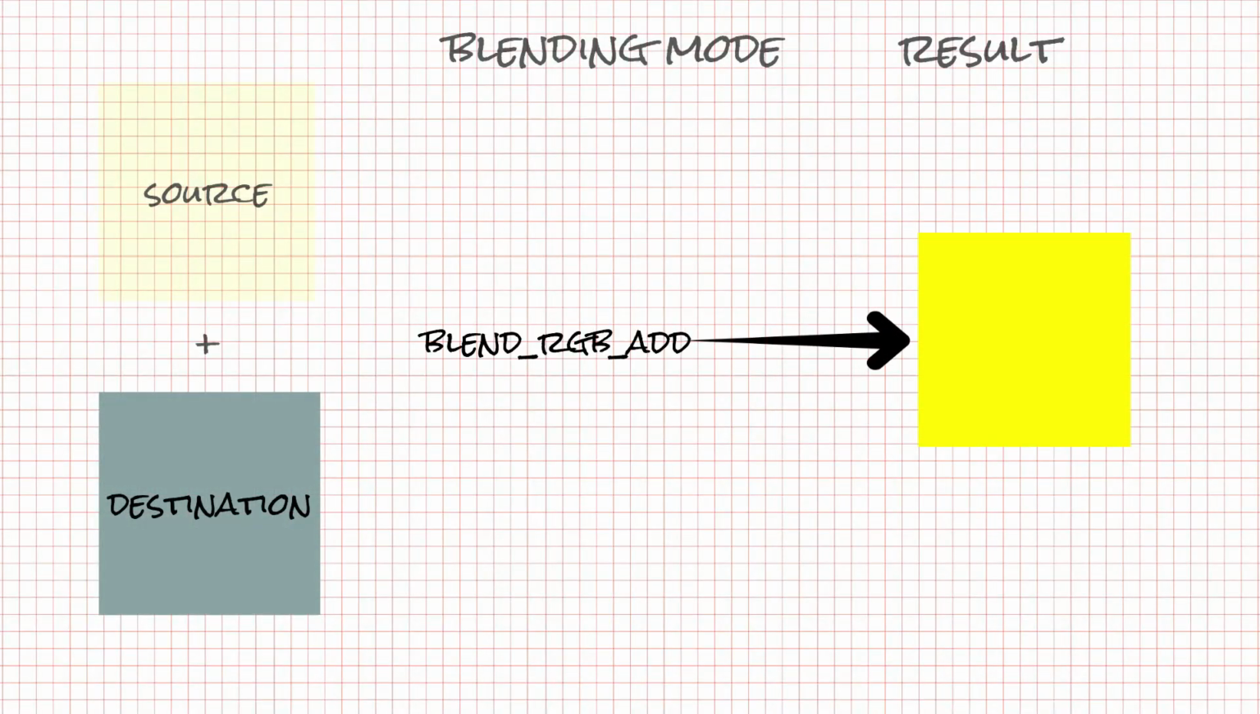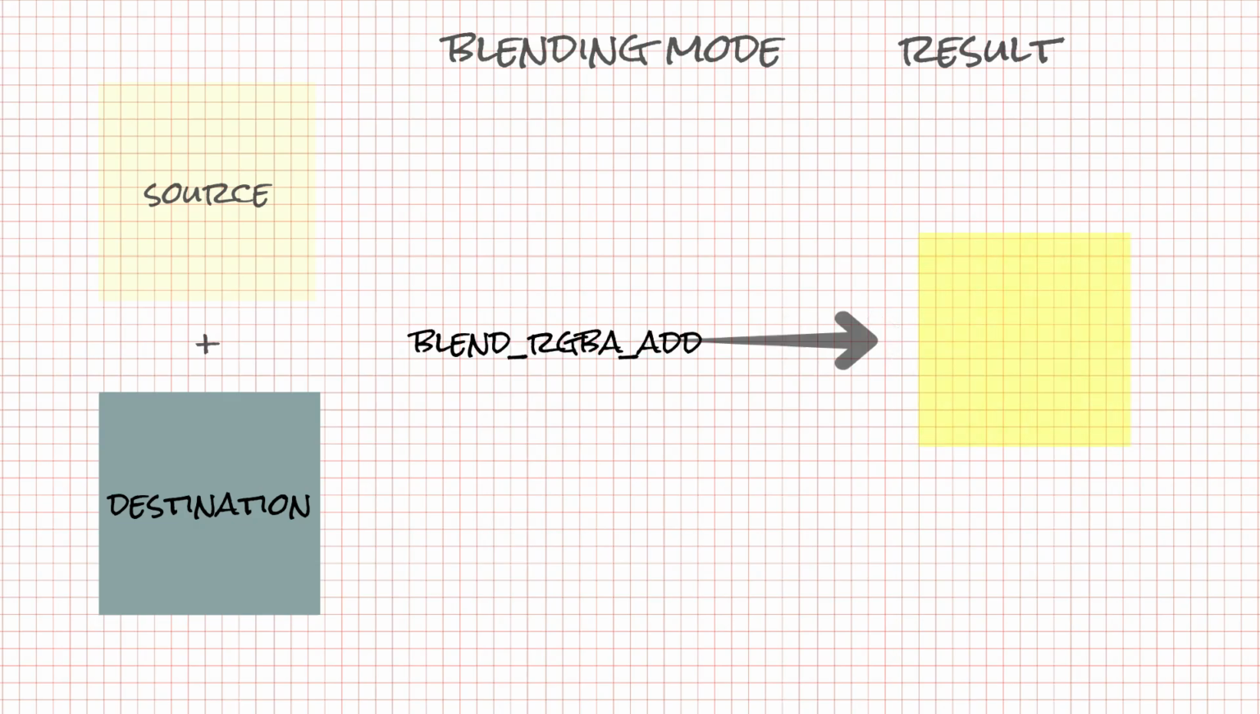Blending modes specify the color and transparency value of a result pixel when you blit a source pixel to a destination pixel, and they make all kinds of cool effects possible.